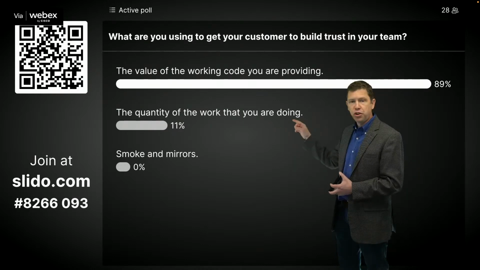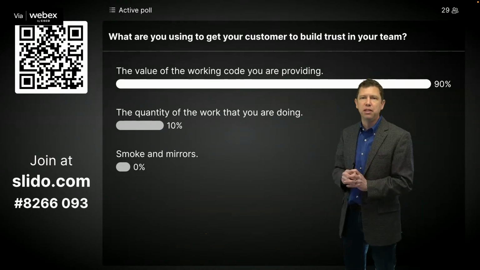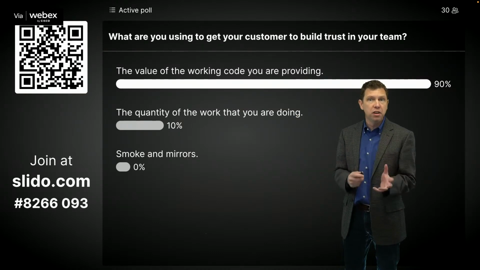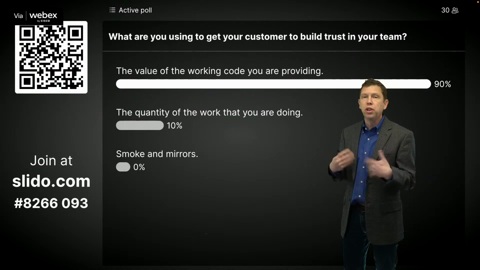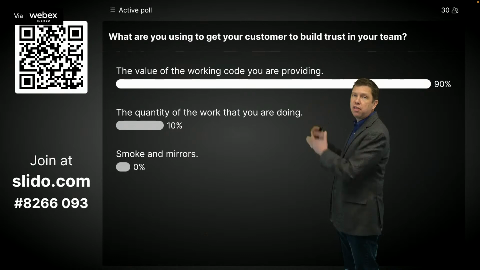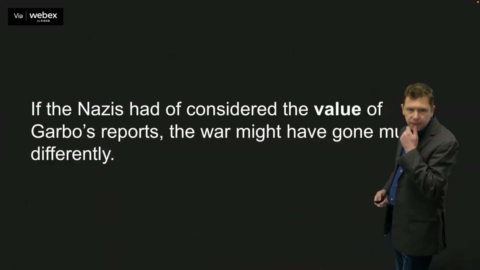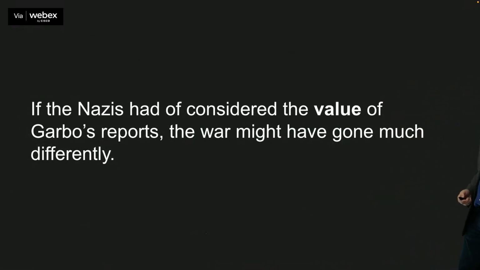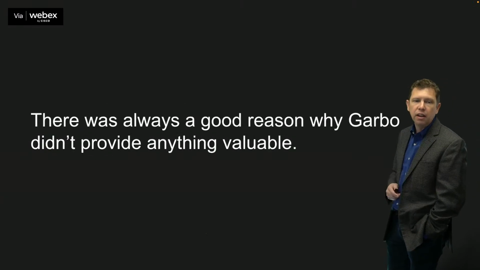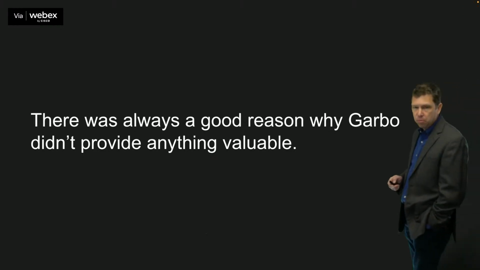If your team is headed this direction, like I said, it's probably not a nefarious double agent on your team that's doing it, but this is a really, really dangerous thing. You can make it seem really, really trustworthy to your customers if you're focusing on the quantity rather than the value you're providing, until you get to the very end and then everything falls apart. If the Nazis had considered the value of Garbo's reports, the war might have gone much differently, and thankfully it didn't. There was always a good reason why Garbo didn't provide anything valuable, right?